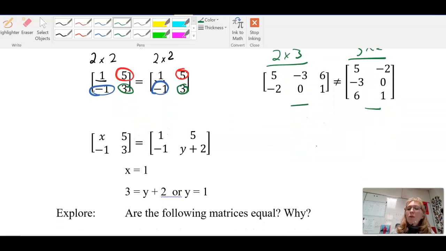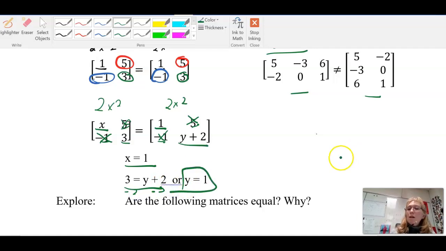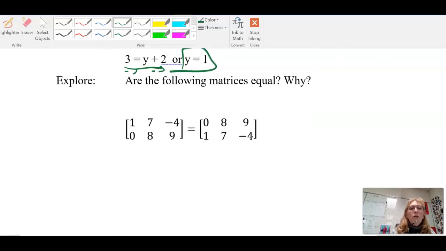Down here, we have to do a few equations with them. So I have a 2 by 2 and a 2 by 2, so we're off to the right start. Here we have variables we can actually solve for. So this means x equals 1. Done. I'm checking here, does 5 equal 5? The answer is yes, we can cross it off. Does -1 equal -1? True, we can cross it off. 3 equals y plus 2 is an equation you solve for y by just subtracting 2, so y equals 1. And that's done. Okay, pause and do yours.